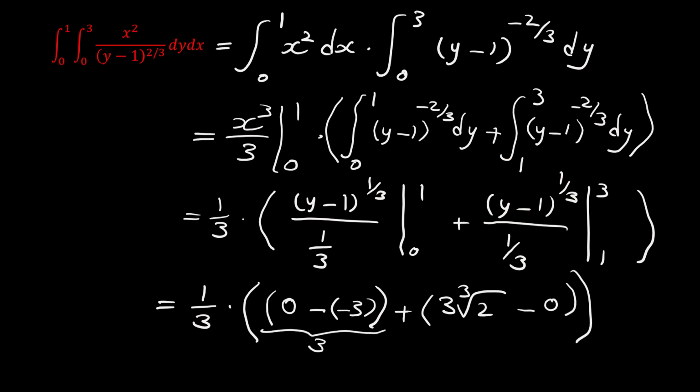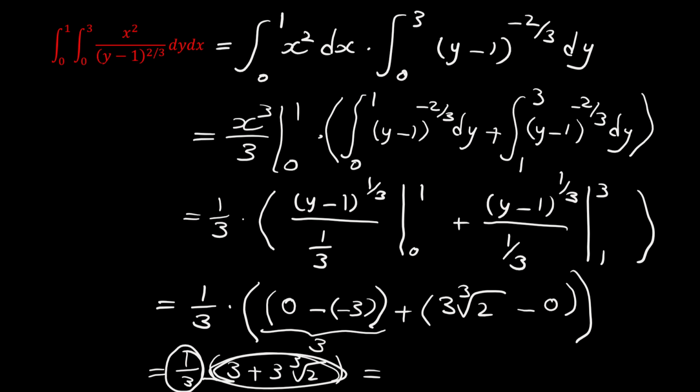This bracket is 3. So we have 3 plus 3 cube root of 2, times 1/3. So we have 1 over 3 times (3 plus 3 cube root of 2). If we factor a 3 from this bracket, that 3 cancels with this 1/3. So the final answer is 1 plus the cube root of 2.